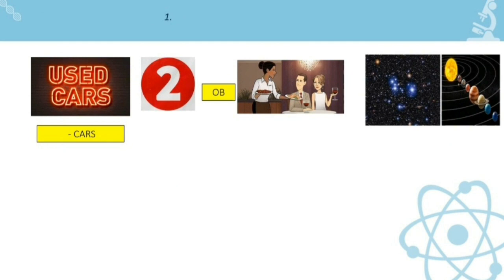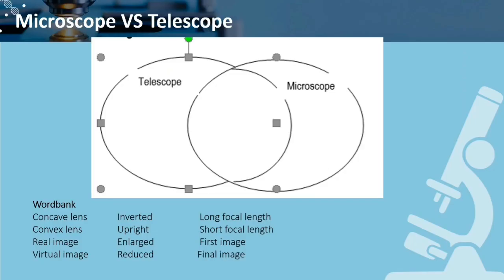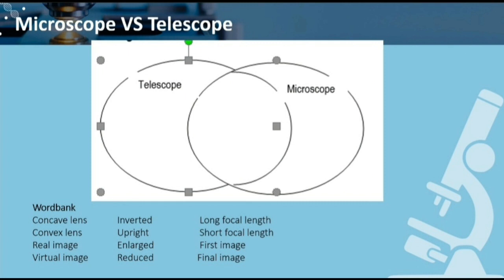Yes, Basti. Very good. Use to observe stars and moons. And what is this, class? A telescope. Very good, class. You understand our discussions very well. At this time, let us compare and contrast the parts and the images formed in a microscope and a telescope with the use of this Venn diagram.